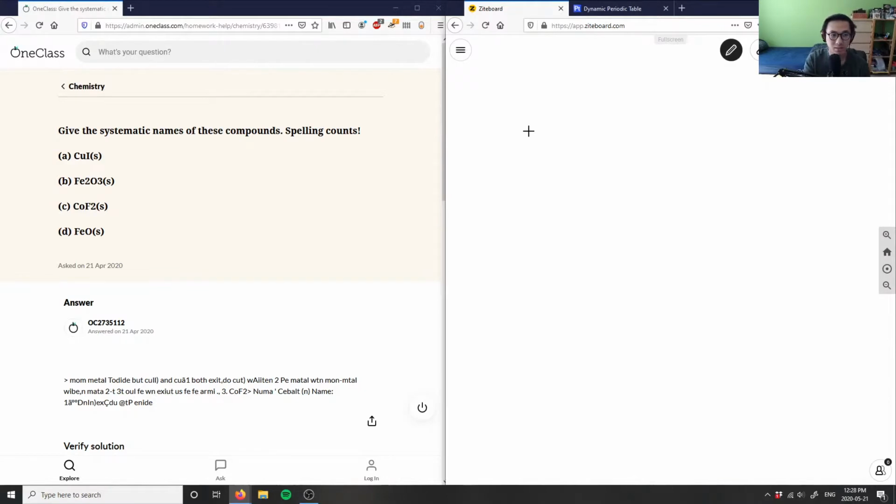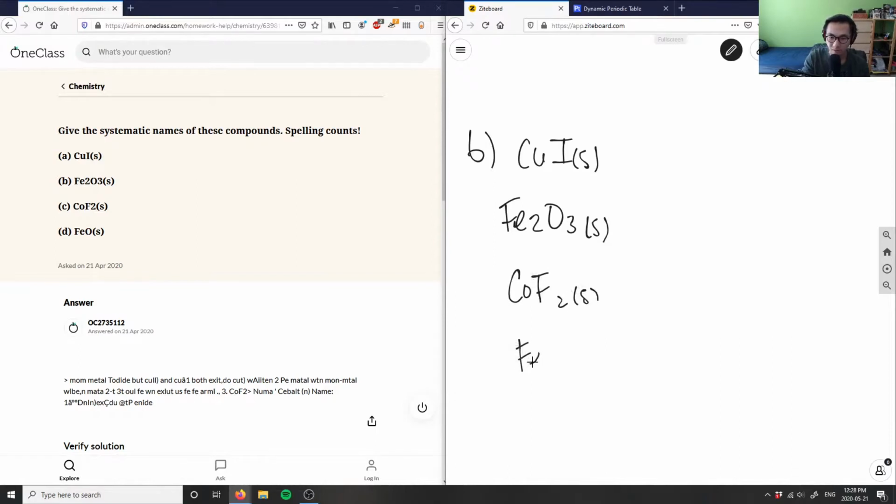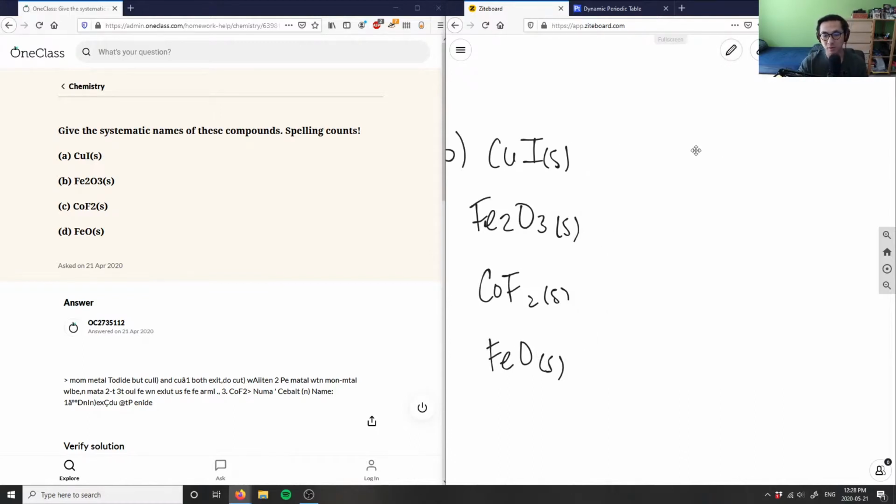So this is number 6. I want the names, so name each compound. I have CuI in a solid state. I have Fe2O3 in a solid state. I have COF2 in a solid state, and I have FeO in a solid state here. So what I want to do with these compounds is name these guys.